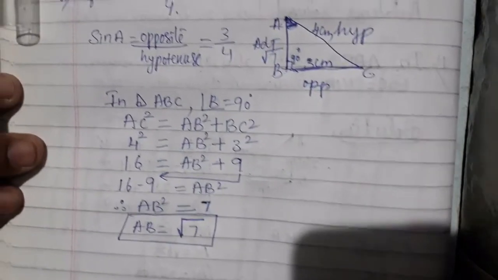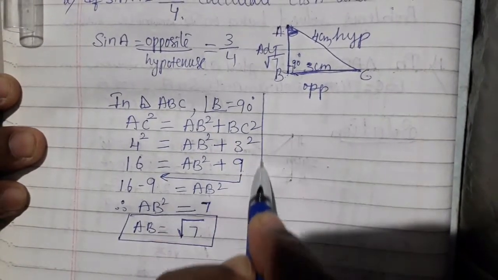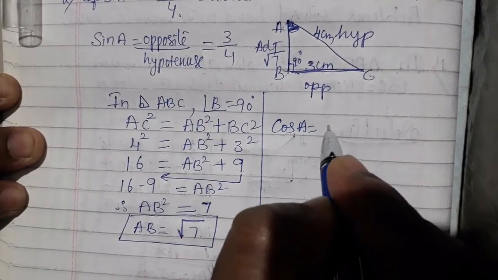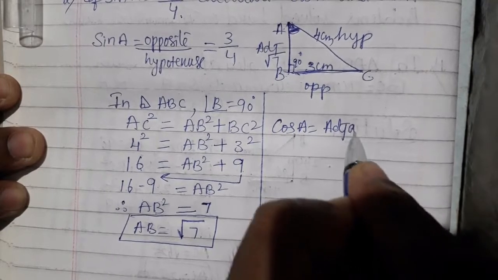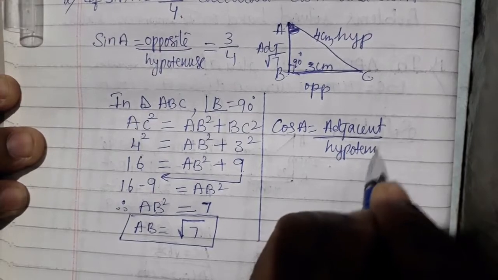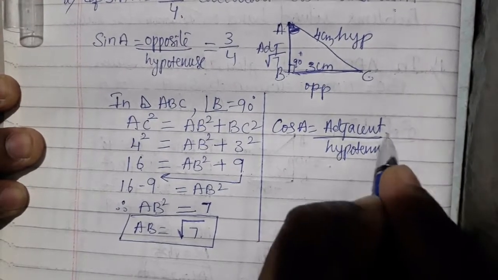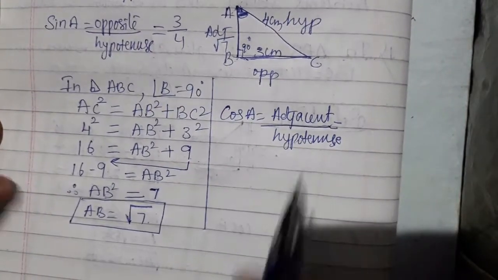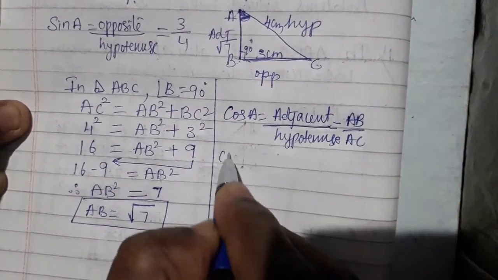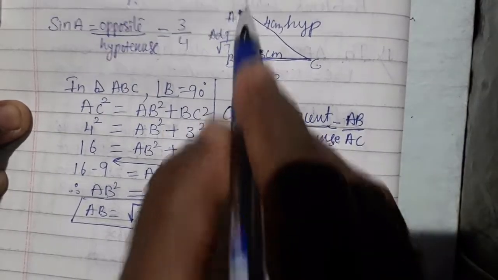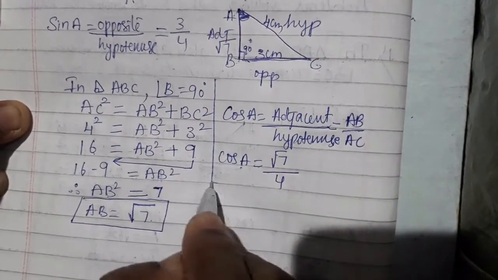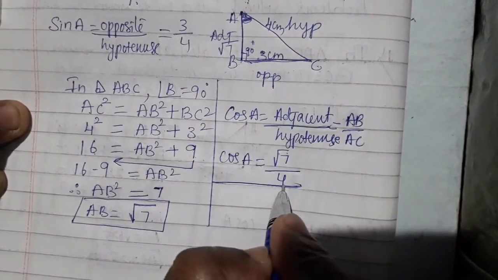We are finding cos A. What is cos A? Cos A is nothing but adjacent side by hypotenuse. What is the adjacent side? AB. Hypotenuse AC. Therefore, cos A is equal to AB, root 7, by AC, 4. Cos A value is root 7 by 4.